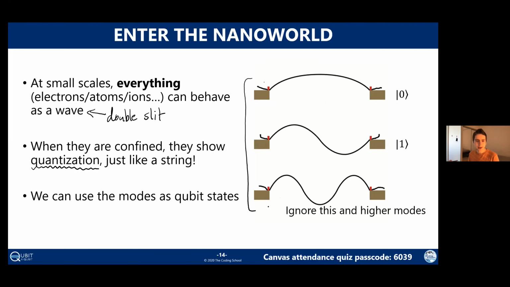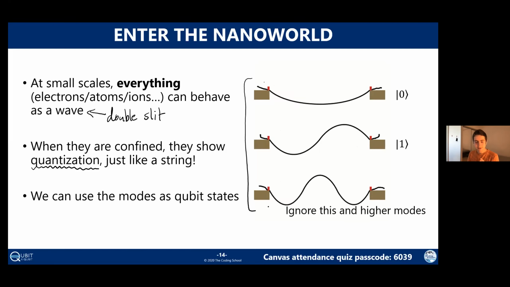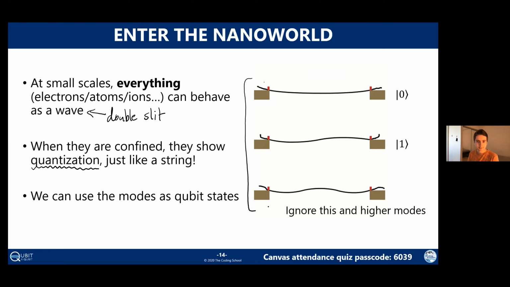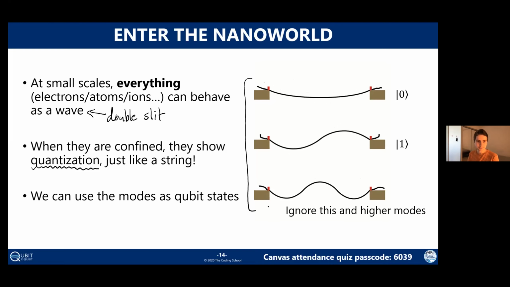You can imagine there's other ways of confining an electron, which I'll talk about in a second. But if you confine an electron, the electron is a wave, and so the electron will only take on specific modes. That's the key takeaway here. So acting like a wave plus confinement equals quantization.